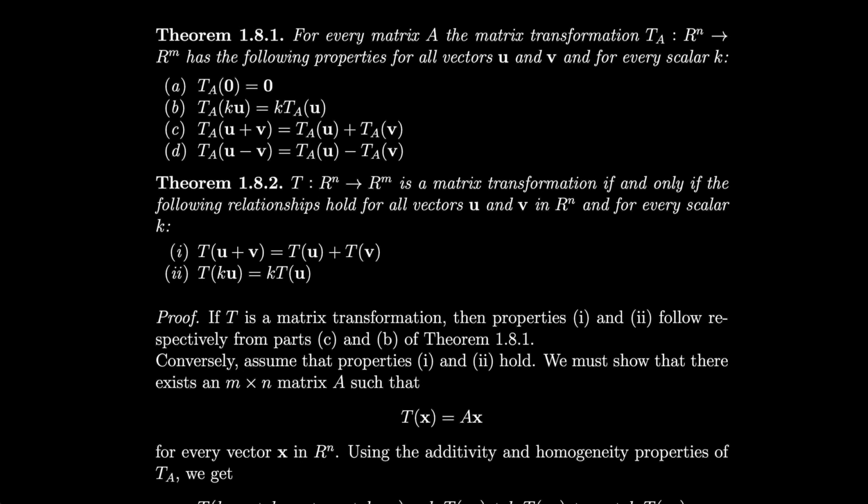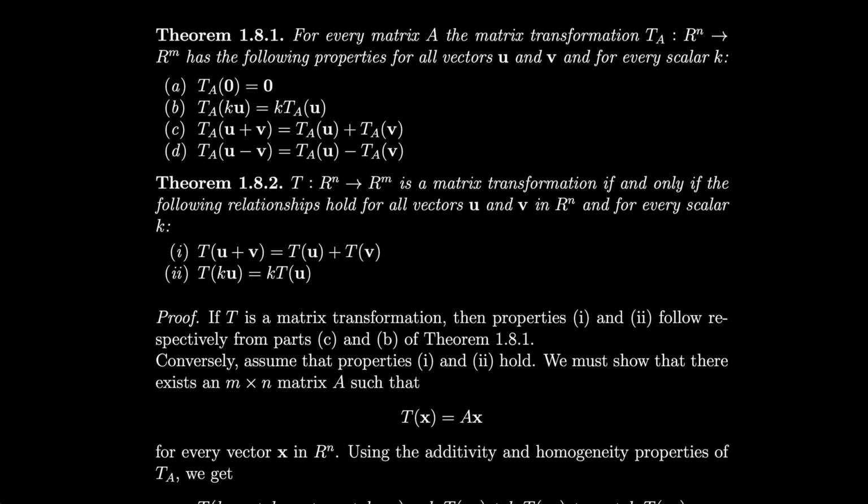T from Rn to Rm is a matrix transformation if and only if the following relationships hold for all vectors u and v in Rn and for every scalar k. The T of a sum is the sum of the transformations, and the transformation of a constant times a vector is a constant times the transformation. We call this linearity of the transformation.